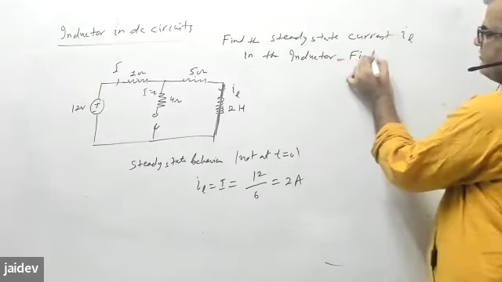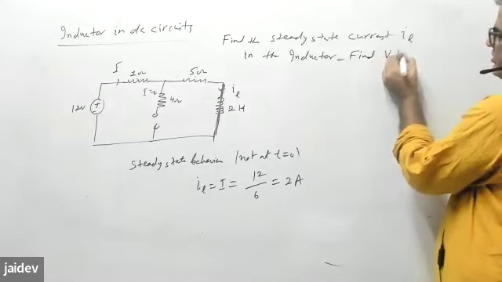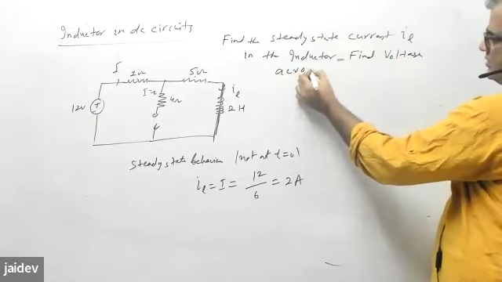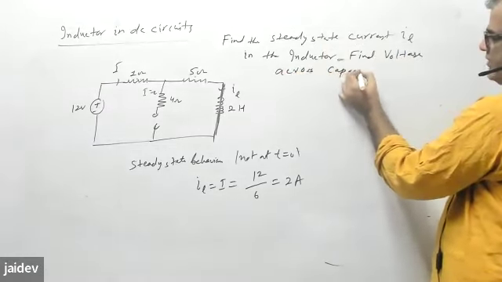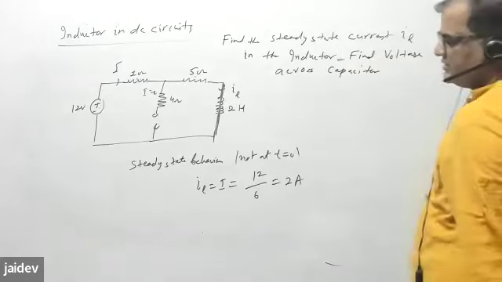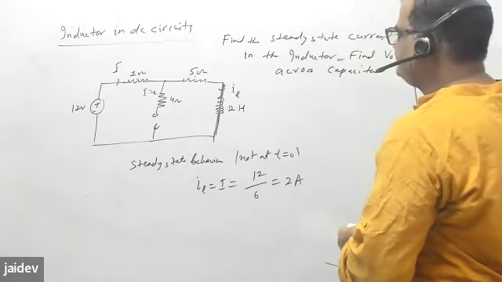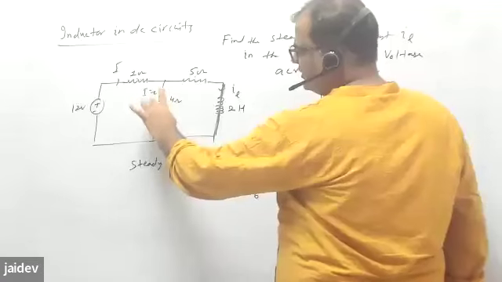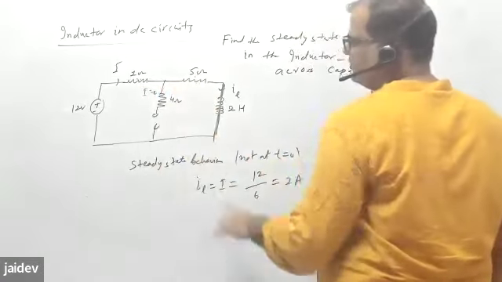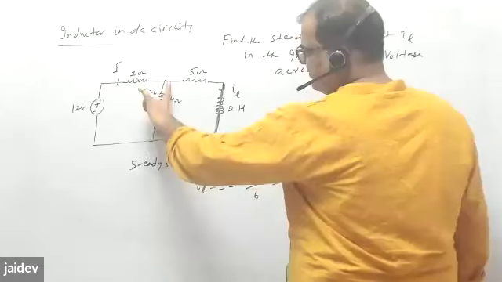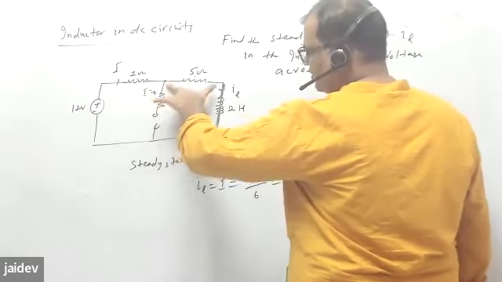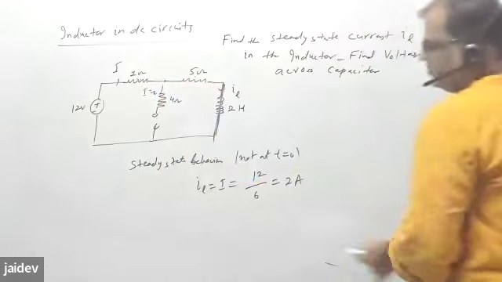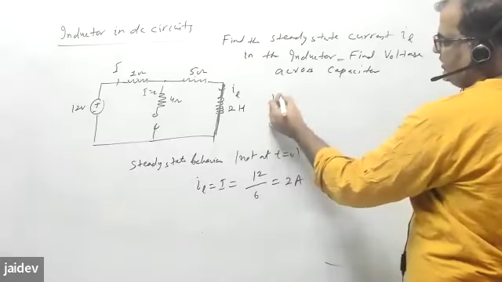Find the voltage across the capacitor in steady state. Tell me, what is the voltage across the capacitor? 10 volt. Very good. This voltage is the same, because no drop is there across this one; it is parallel to this one. So the voltage across the capacitor is VC.